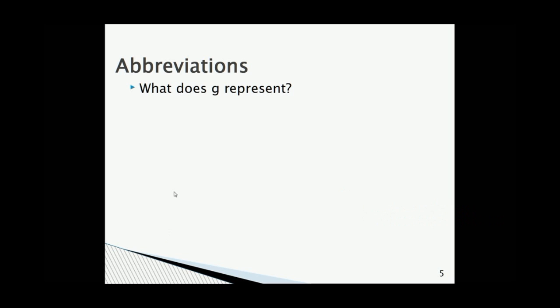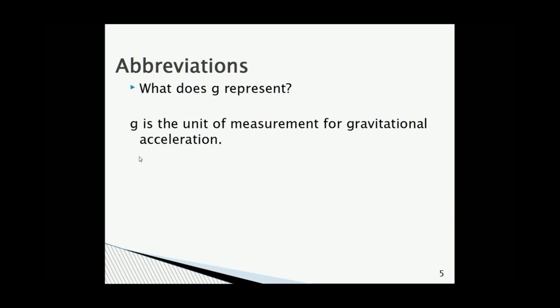What does G represent? G is the unit of measurement for gravitational acceleration. Now, a lot of people confuse gravitational acceleration with gravitational force. This is not correct. Gravitational acceleration is a scalar quantity, while gravitational force is a vector quantity. Now, a scalar quantity is expressed only in magnitude. In this case, acceleration, the greater the magnitude, the greater the change in speed or change in velocity. We will go into more detail about velocity later on in this presentation.